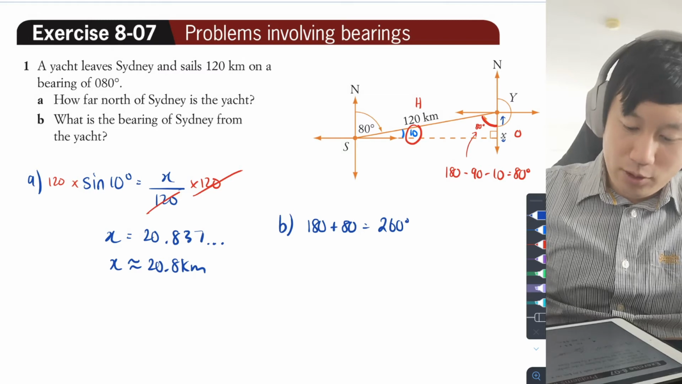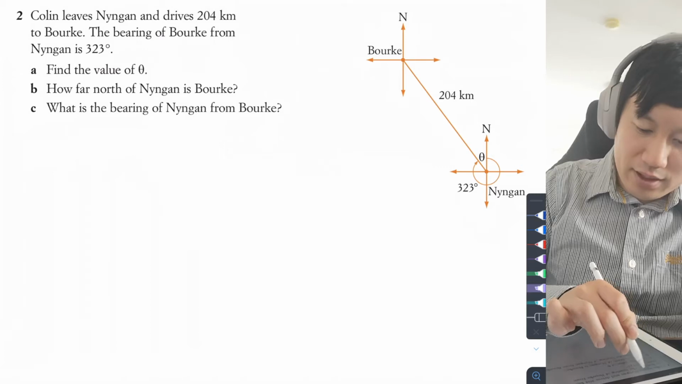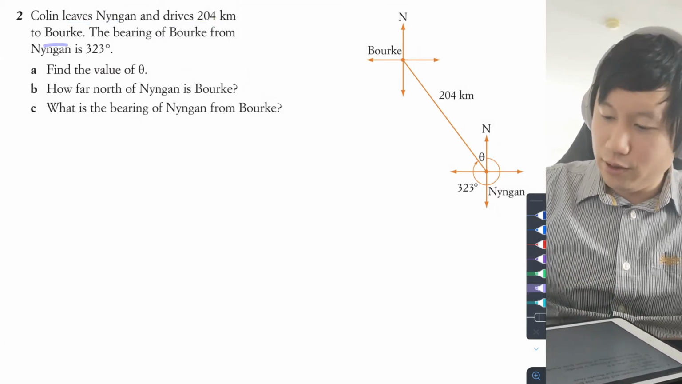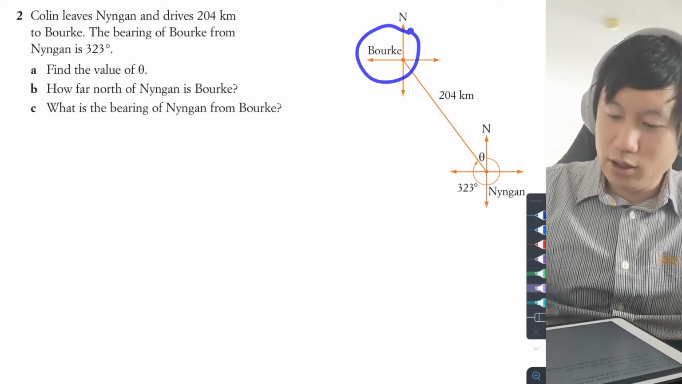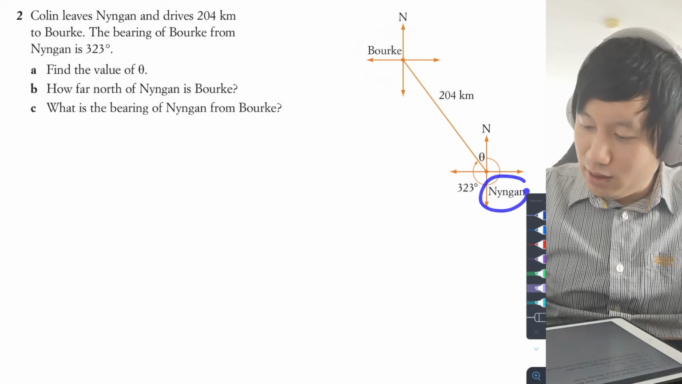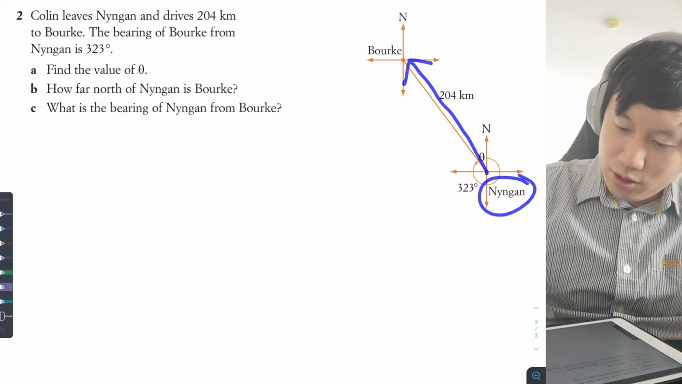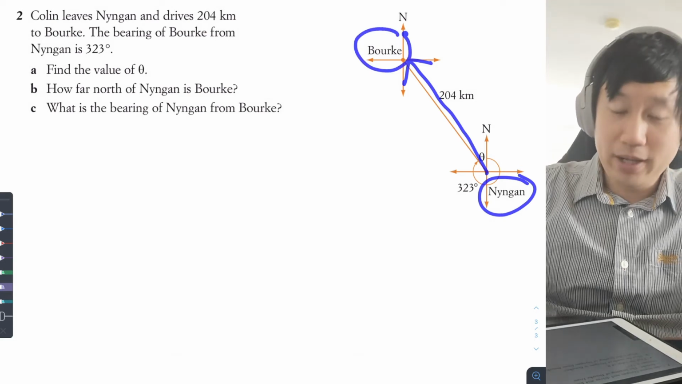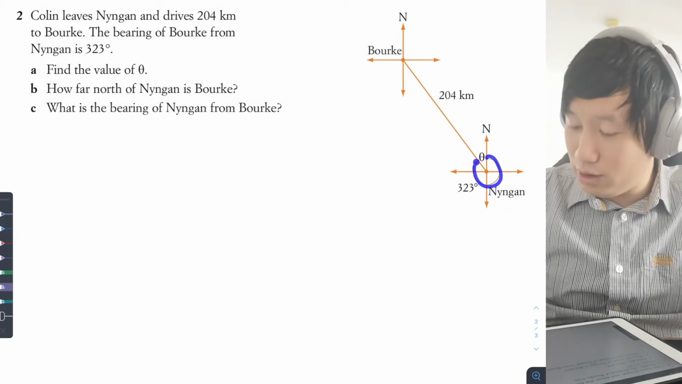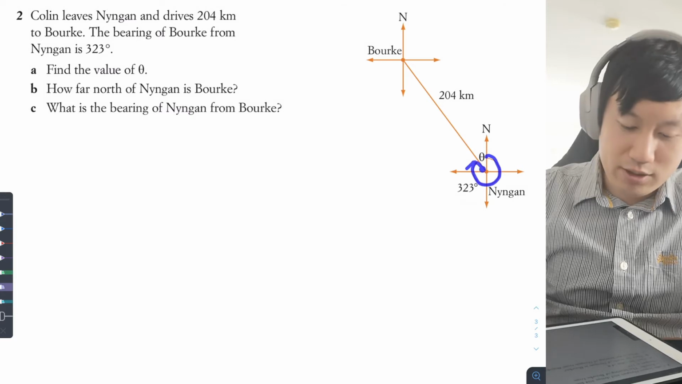Okay, we'll do one more question, question 2. So Colin leaves Ningen and drives 204 kilometers to Burke. So Colin was here in Ningen and drives 204 kilometers towards Burke, which is right there. So the bearing of Burke from Ningen is 323 degrees. So that angle there is 323 degrees.